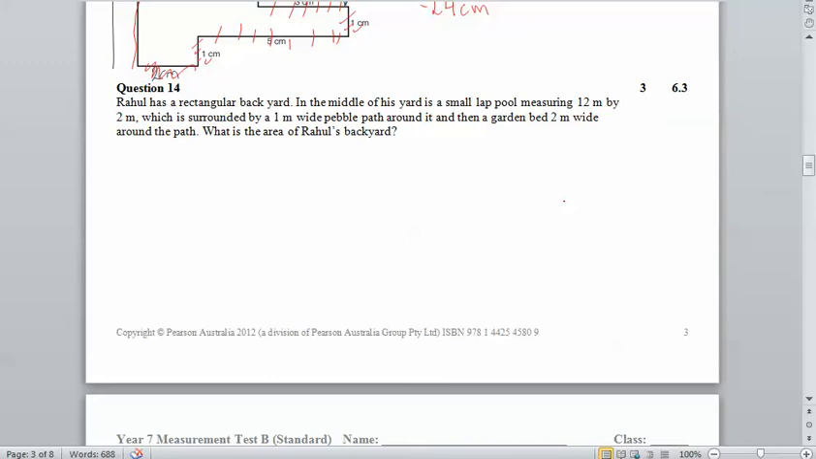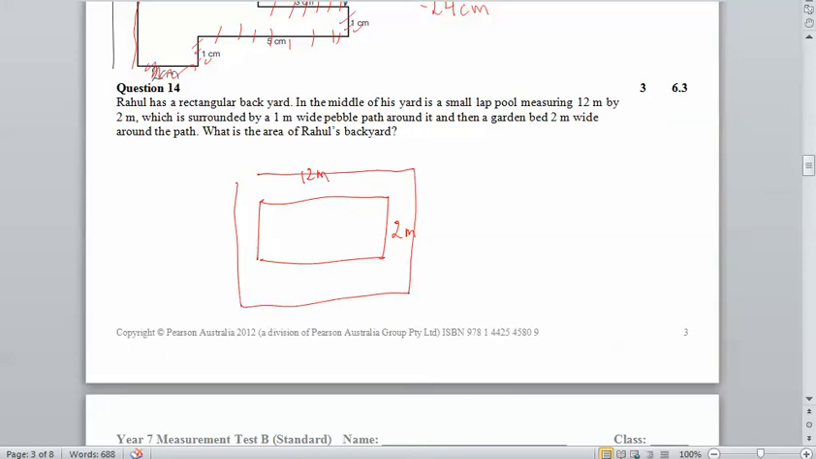Raoul has a lap pool, 12 metres by 2 metres. Let's just say, there you go, there's a lap pool. 2 metres, 12 metres, surrounded by a 1 metre wide pebbled path. So that's 1 metre wide. That's 1 metre. Around it, and then a garden bed of 2 metres wide. What's the area of the backyard?